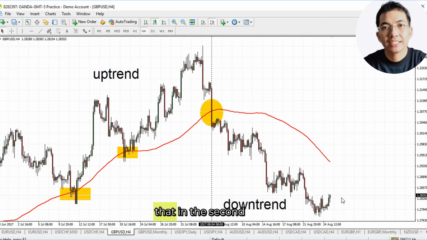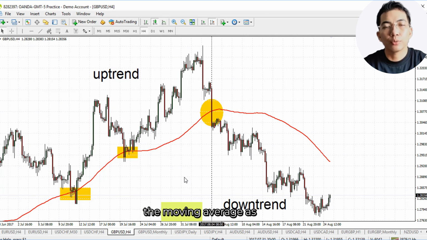So we can see that in the second part of the chart we have all the candles below the moving average, so we are in a downtrend. This can be a good tool to analyze the trend on the market and select your trades according to the market direction. Of course, you don't want to open short positions if the price is in an uptrend, and you don't want to open long positions if the market is in a downtrend.